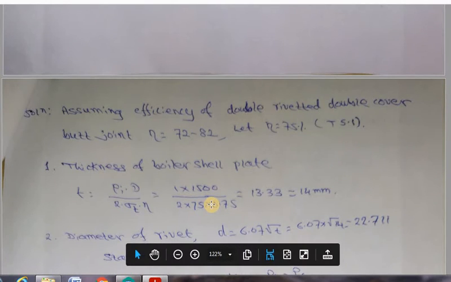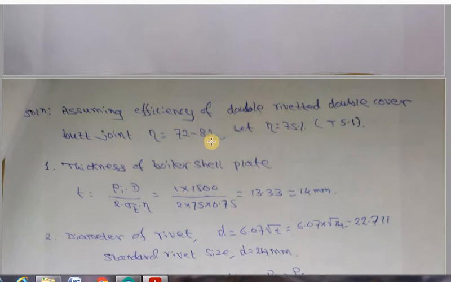The procedure for the initial stages of the design is slightly different in case of the boiler. So assuming efficiency of a double riveted double cover butt joint, eta is 70 to 82%. This data you will get from table 5.1 in the data handbook. For the double cover butt joint, this efficiency is given in the table. In this range, preferably assume a smaller value than the larger value. So now I am assuming 75%, meaning that the joint is 75% efficient.